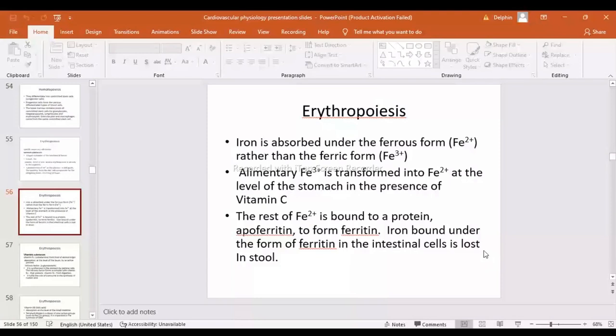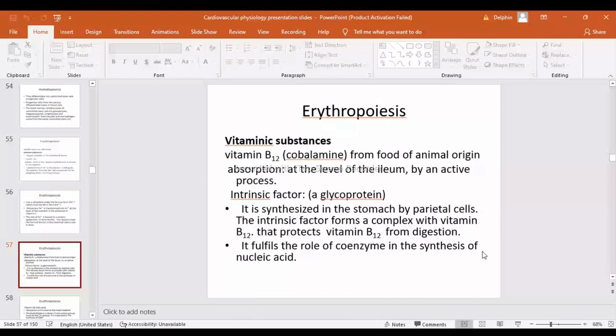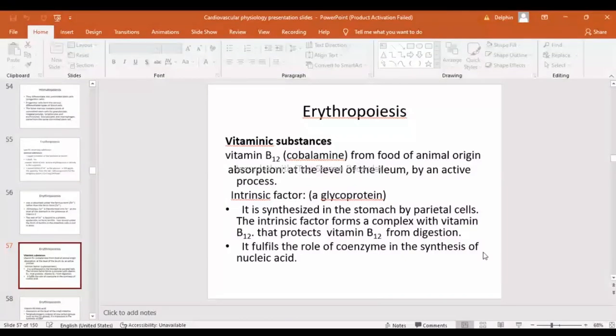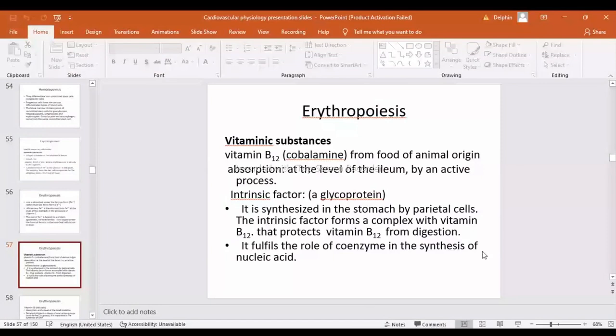Vitaminic substances for erythropoiesis. We have vitamin B12, cobalamin, from food of animal origin, absorbed at the level of ileum by active process. We have also intrinsic factor. This is a glycoprotein synthesized in the stomach by parietal cells. The intrinsic factor forms a complex with vitamin B12 that protects the vitamin B12 from digestion. It fulfills the role of coenzyme in the synthesis of nucleic acid.